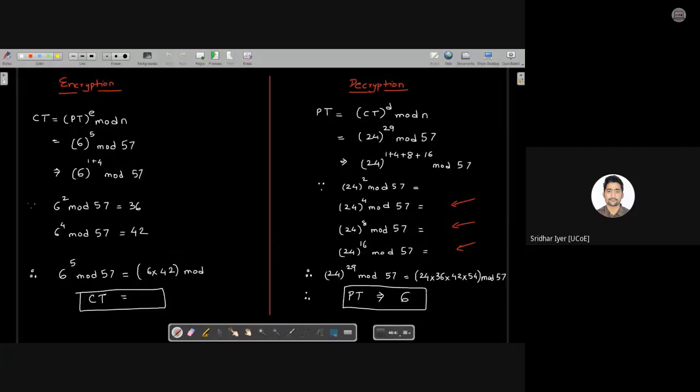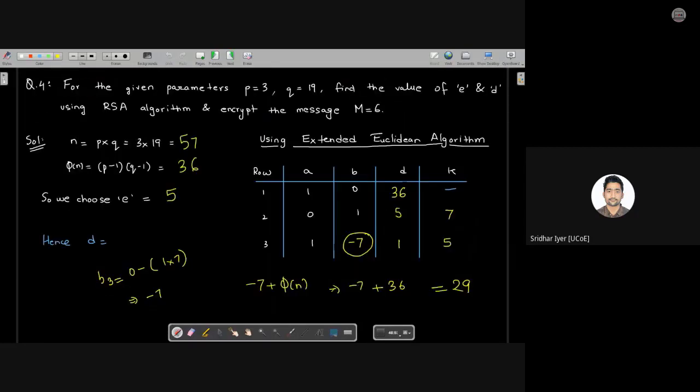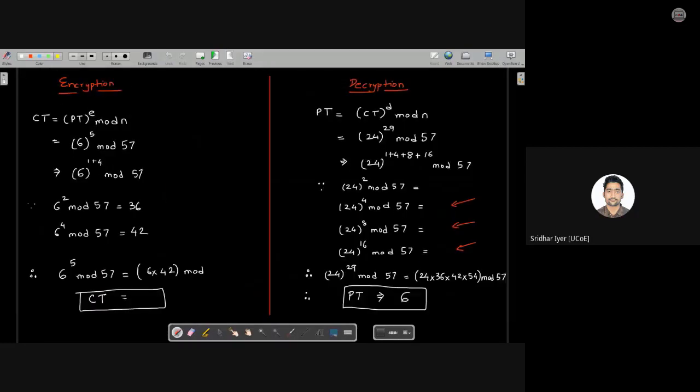Now we know what is D. So you only tell me over here what could be these values. It is 6 raised to 5 mod 57. Why 6? Because in the question, the plain text M was given as 6. So it is 6 raised to E is 5 mod 57, and you will get the answer as this, whatever be the answer. Now you only tell me. This is what we need to find out, right? Finally, this is what we need to find out.